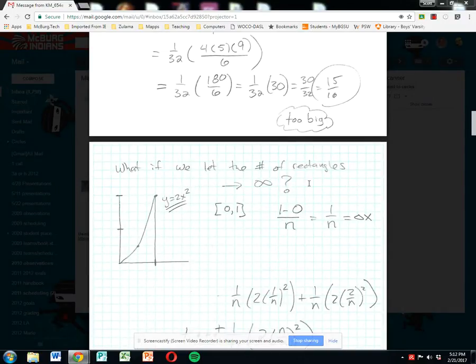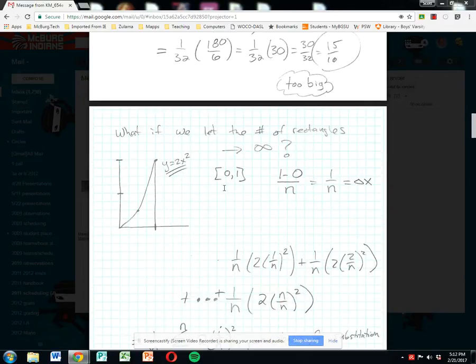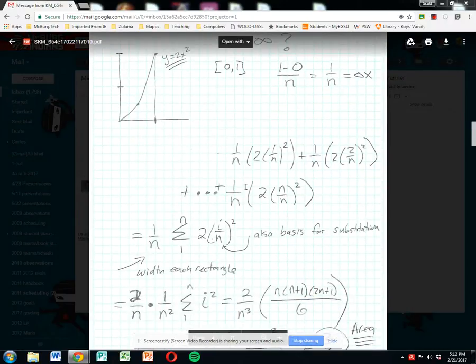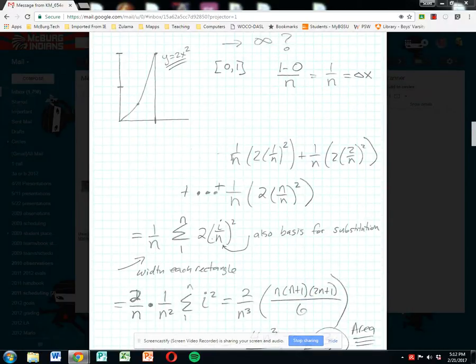Well, we let the number of rectangles approach infinity. So again, we still have the bounds from 0 to 1, so 1 minus 0 over n, because n is the number of rectangles this time, and this is going to be delta x. So now we're going to write this as a summation formula. 1 over n, again, this is the width, times, and then these are all just the right-hand intervals. This is just the upper sum.